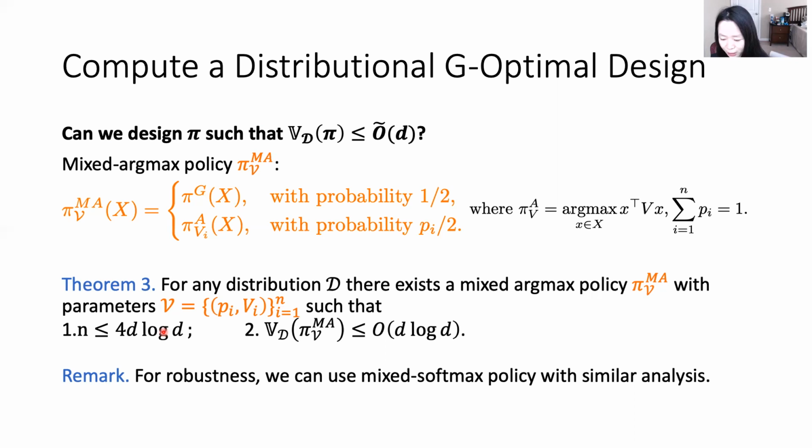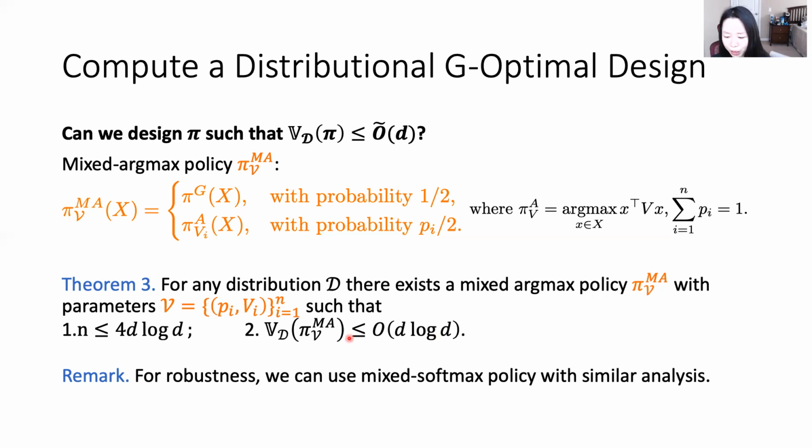And then most importantly, the distributional G-variation of such policy can be bounded by the order of d log d. The proof of this theorem uses the elliptical potential lemma, which is quite a common and important tool in the regret analysis of linear bandits without batch constraint. But interestingly, the way we use the elliptical potential lemma is completely different. If you are interested, you can check our original paper for the proof.